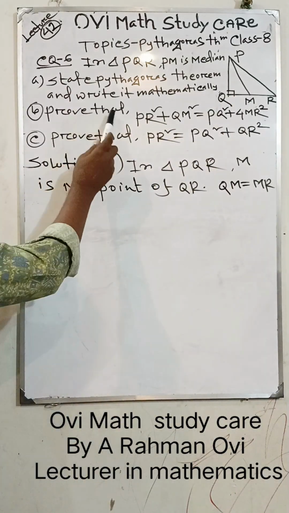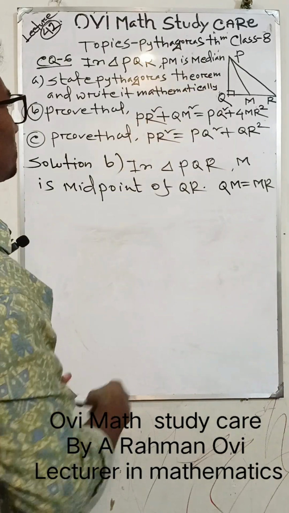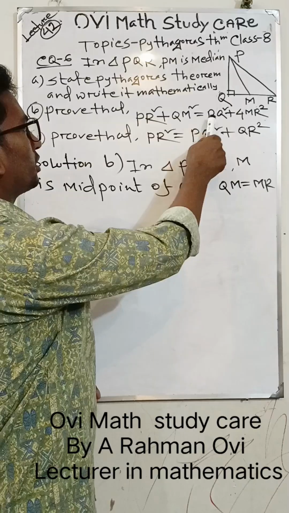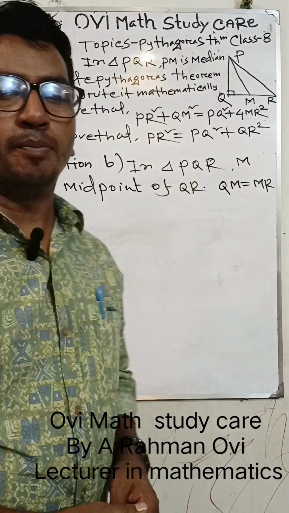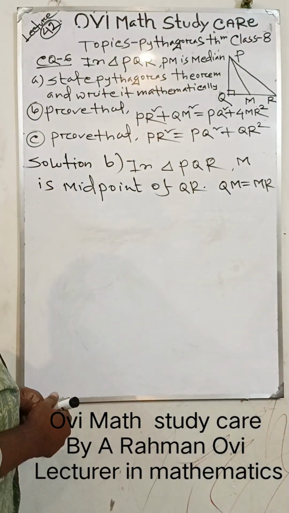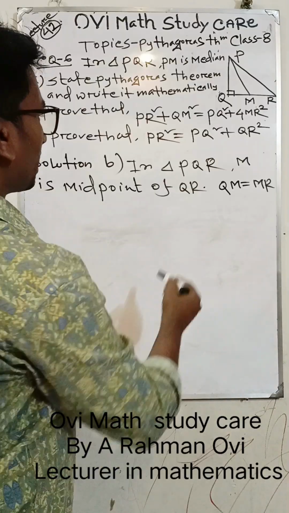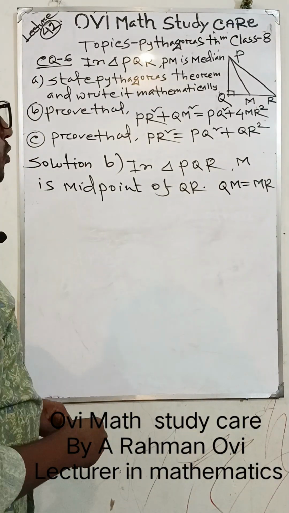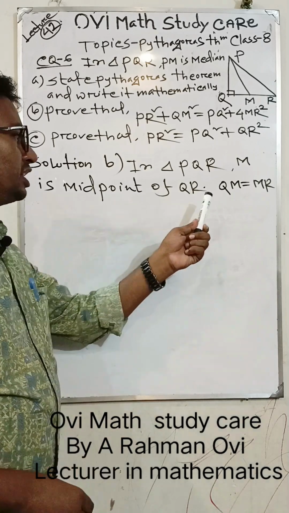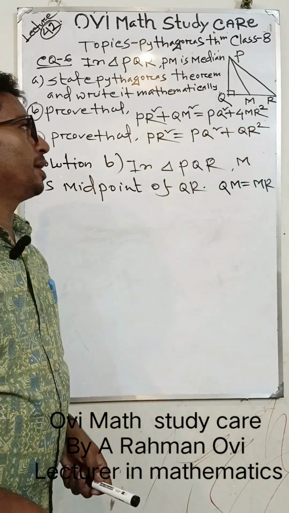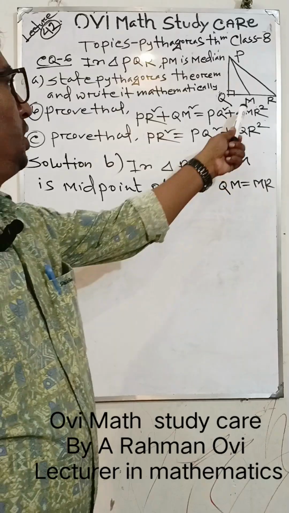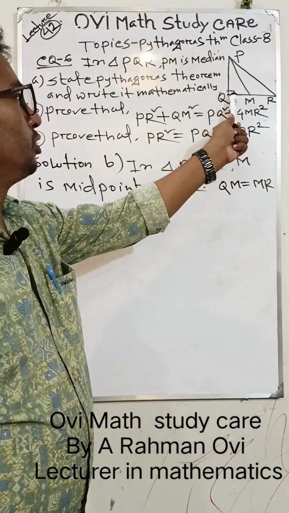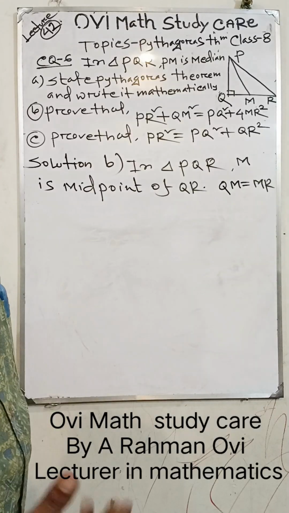Dear students, next question number B. We have to prove that PR square plus QM square equal to PQ square plus 4MR square. So solution B: in right angle triangle PQR, M is midpoint of QR. That's why QM equal to MR. Or we can write 2MR equal to QR, or 2QM equal to QR. Also we can write that.